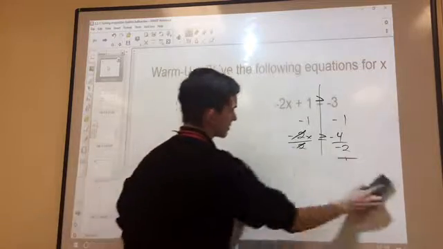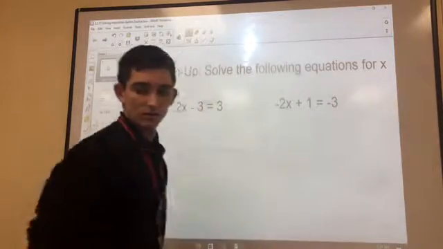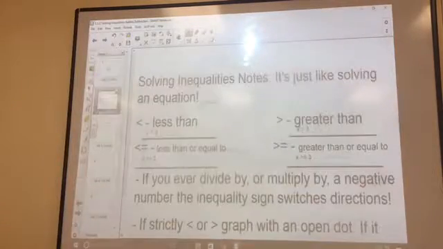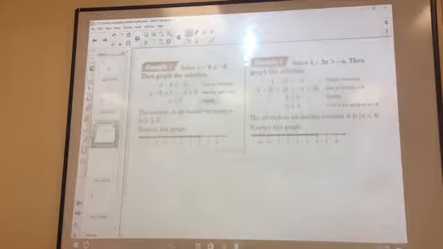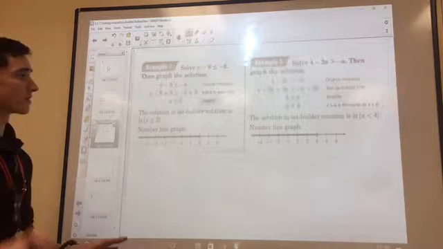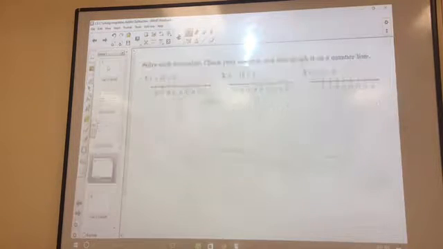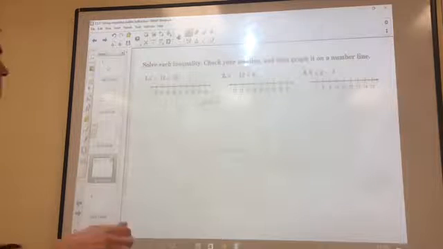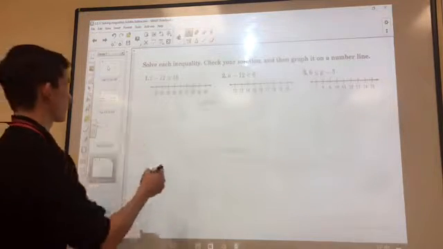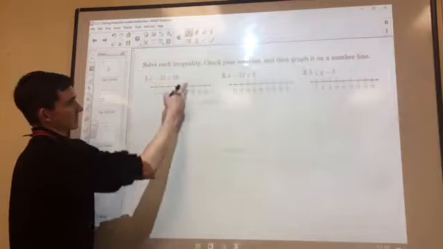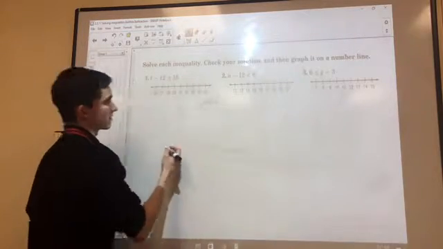Now the rest of this video, I'm literally just going to plow through a few examples. I've already worked a few of these examples, so I'm actually just going to move on in the video. Solve each inequality. I'm going to solve them one by one and rewrite them down here, then check your solution, then graph it on a number line.